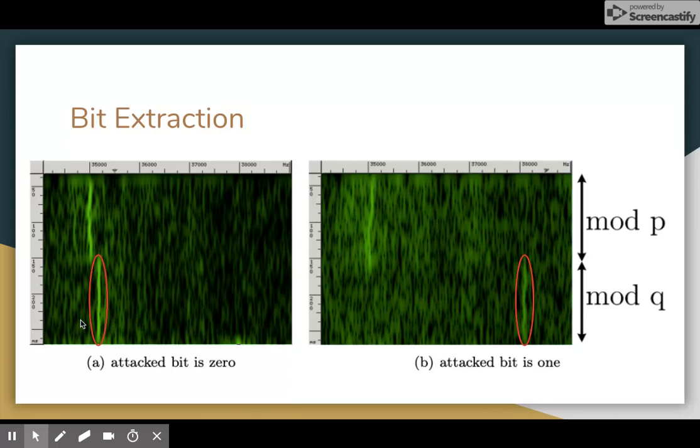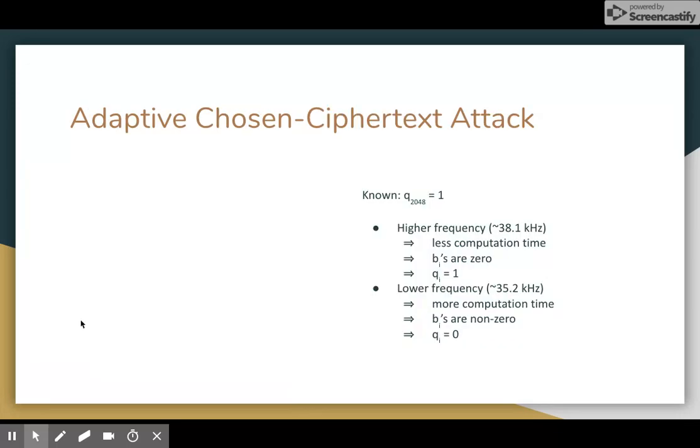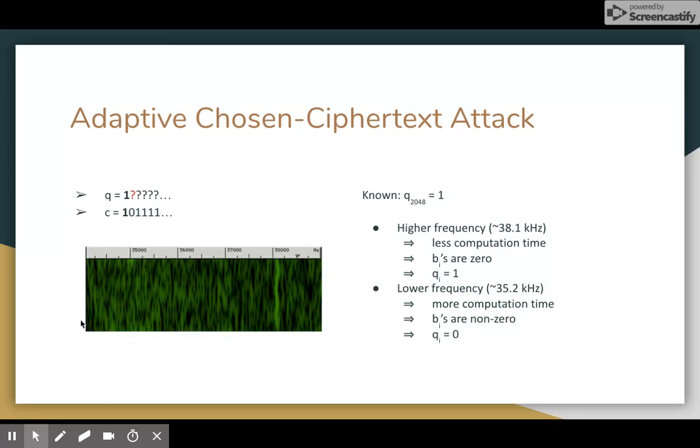Now let's see how these ciphertexts are chosen to extract each bit of Q. So this is an adaptive chosen ciphertext attack, which means each ciphertext we send to be decrypted is dependent on the previous ciphertext result. We start with knowing that the most significant bit of Q is 1. Ciphertext C is constructed such that the known bits of Q are the same. The next bit, which is the one that we are extracting, is 0, and the following bits are all 1. So at first we'll send ciphertext 1, 0, 1, 1, 1, 1, 1, 1. And we get this result of a frequency around 38 kilohertz, which means that the extracted bit is 1.